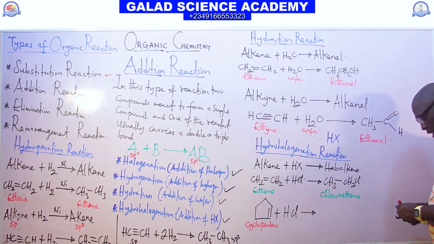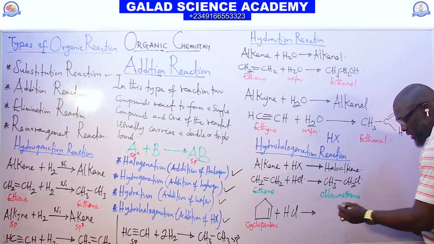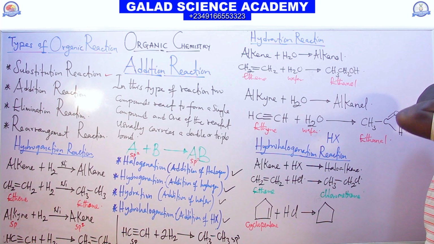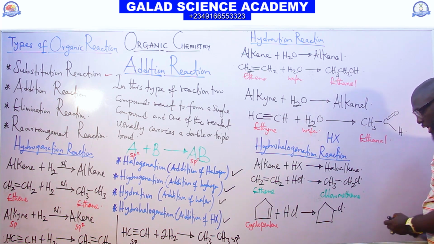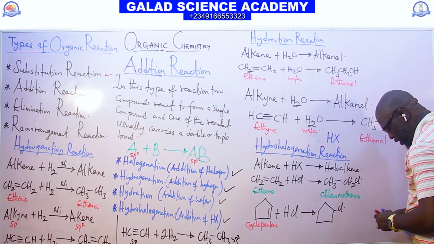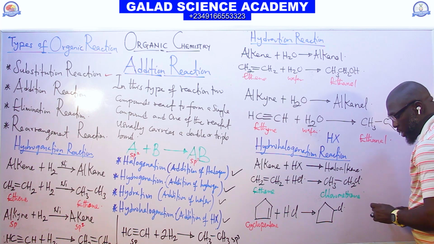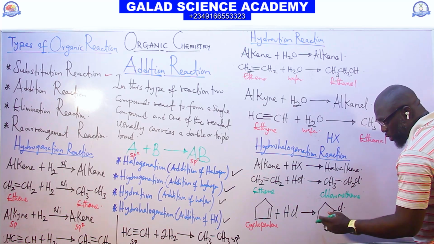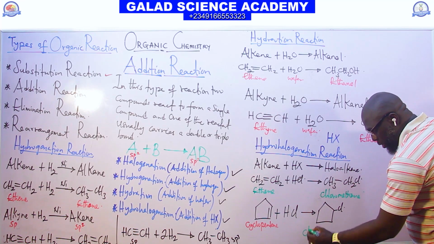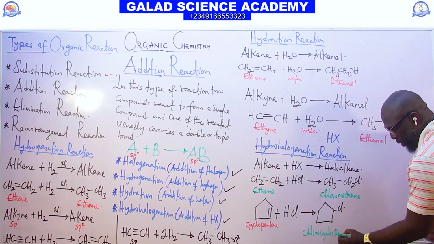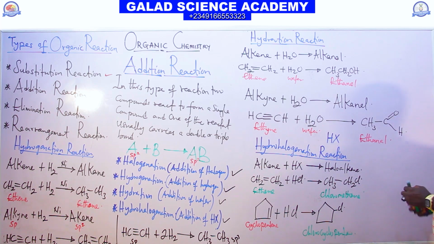We add HCl to this. At the end of the day, the double bond will disappear, and the chlorine will attach to this side, and the compound it will now give us, we can call the product chlorocyclopentane.